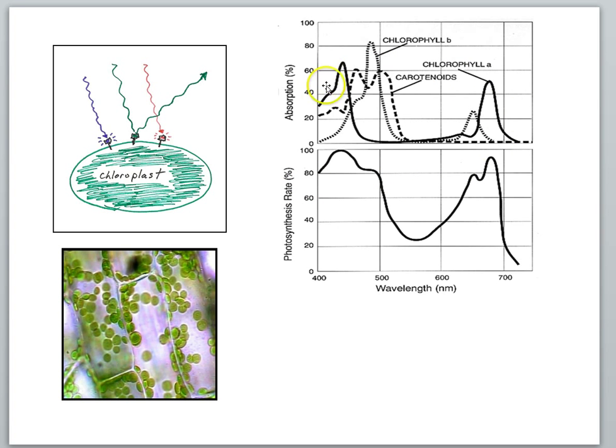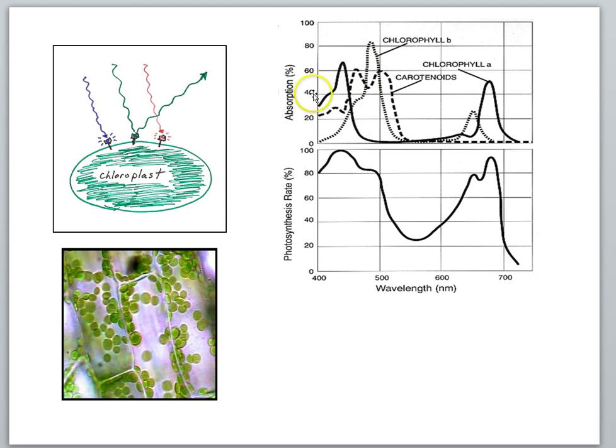In the graph over here, we actually see two graphs. The top graph is the absorption spectrum for chlorophyll molecules, both chlorophyll A and B, and they also have another pigment molecule here. We'll disregard that. But the y-axis is percent absorption, so what percentage of light of a certain color is absorbed by chlorophyll, like shown in this picture here.